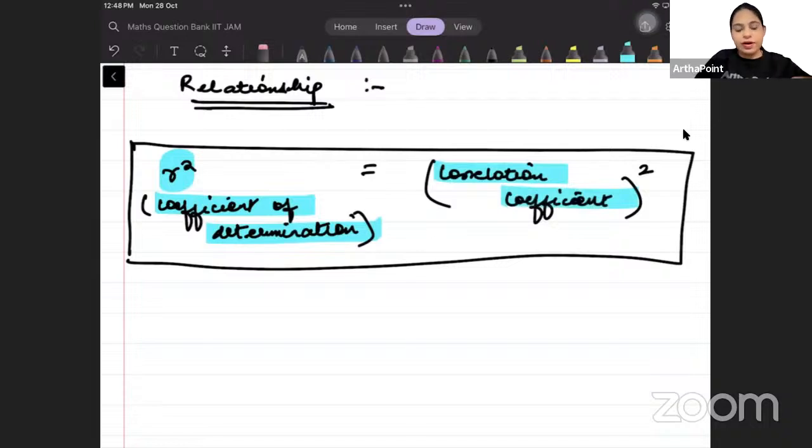R square is not called anything else there. R is called correlation coefficient, right? And when you square correlation coefficient, then you go ahead and you get R square, which has the same value as the coefficient of determination. Okay. Now let's focus on correlation coefficient formula.